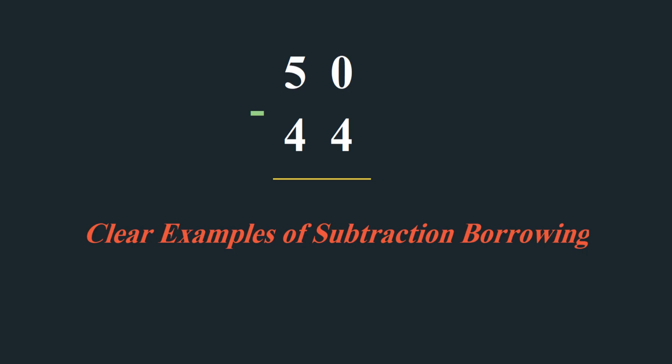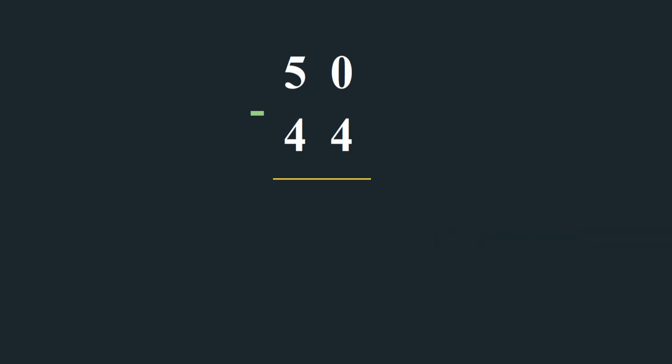Let's solve this subtraction problem. 50 minus 44. The ones column is on the right and the tens column is on the left. We start solving the subtraction problem by subtracting the numbers in the ones column.